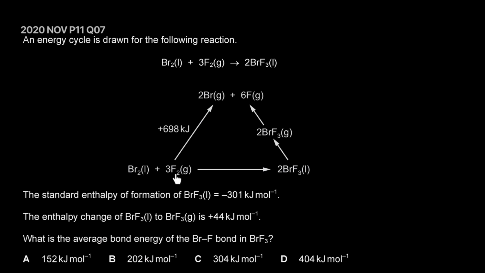So if we're starting with the elements and going directly to the gaseous atoms, the enthalpy change is positive 698 kilojoules per mole. Now the enthalpy change of formation is when we form 1 mole of BrF3 liquid from its constituent elements. Here we have 2 moles of BrF3, so this would be 2 times negative 301, 2 times the standard enthalpy change of formation.